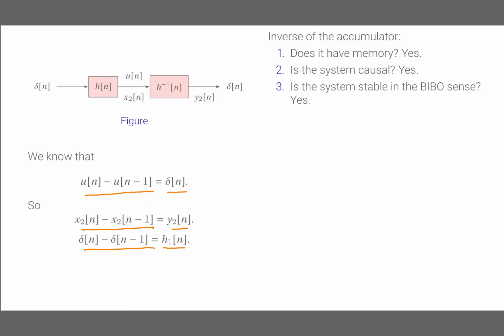Inverse of the accumulator, does it have memory? Yes, because h1[n] is not only delta[n], but it has delta[n minus 1] also. So therefore it has memory. Is the system causal? Yes, because h1[n] has no value for n less than 0. So this is this one and this one, minus delta[n minus 1], so all these are 0. Then is the system stable in the BIBO sense? Yes, we can absolutely sum these two, so it is stable.